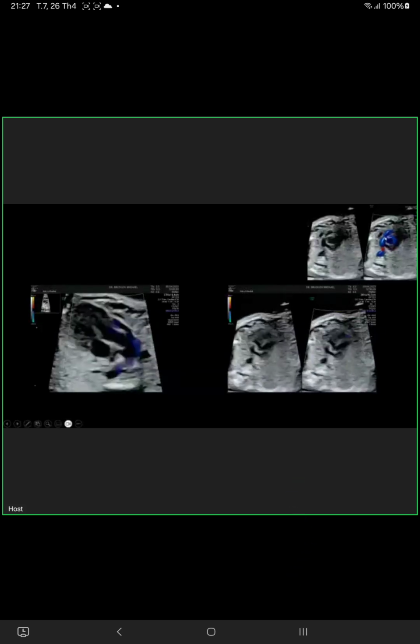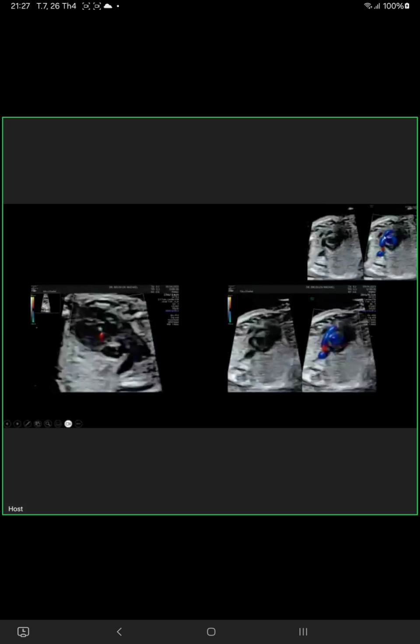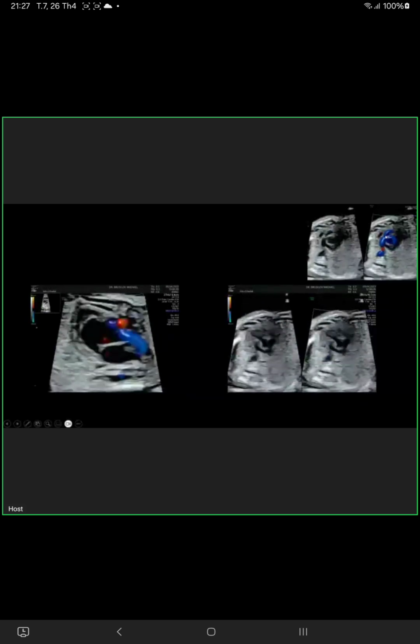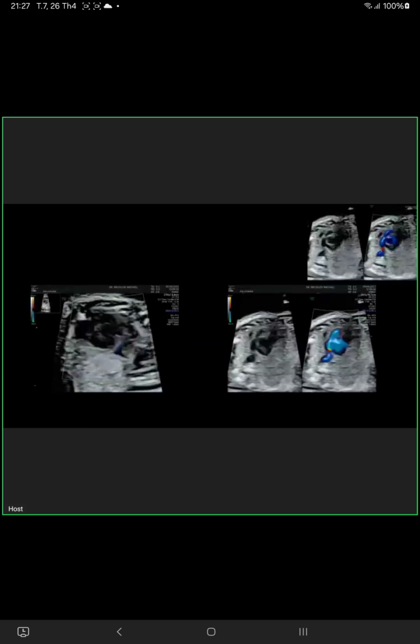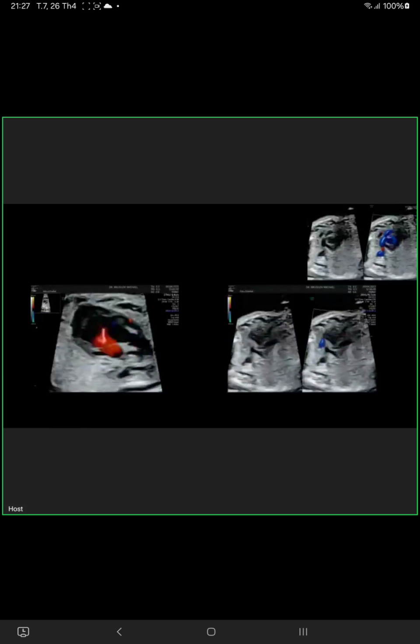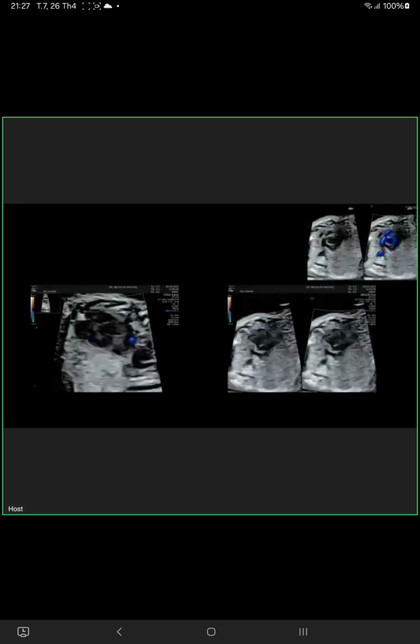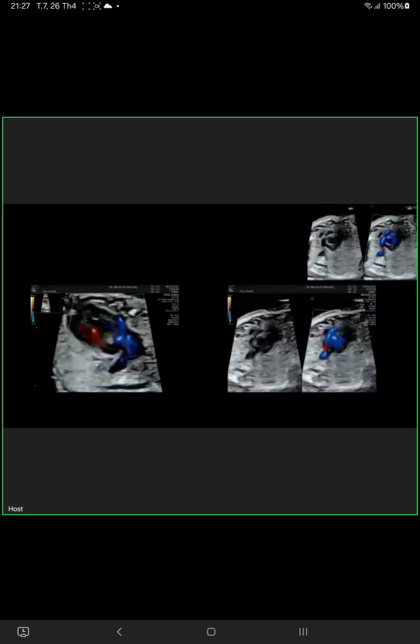In many cases with this situation, we can see pulmonic stenosis. I don't know why. I have my theory, but I'm not sure that I am right.